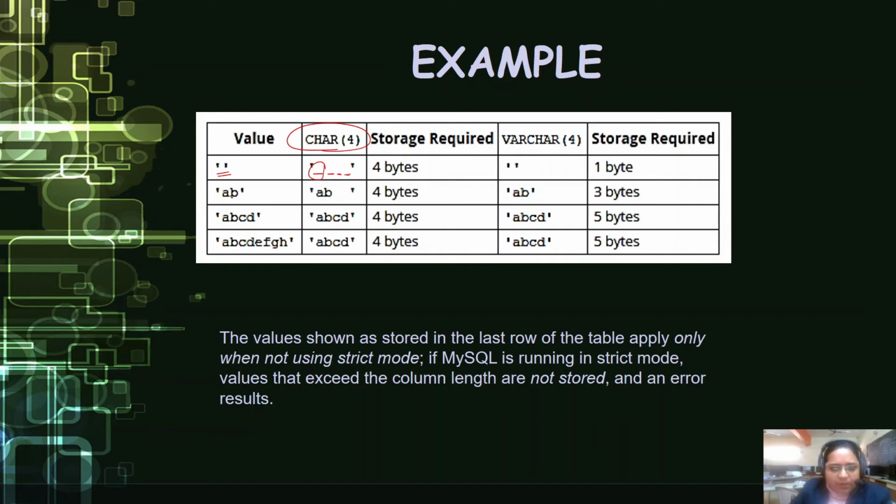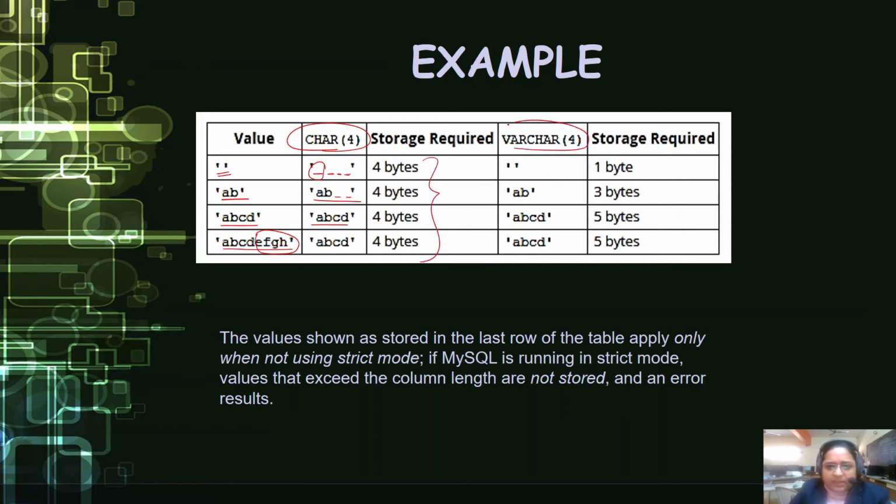It is the same for all. If we are storing AB, then also two spaces are wasted. If we store ABCD, then all four spaces are used. And if we are storing a longer string, then all the characters after 4 bytes are truncated. Storage required is 4 bytes.